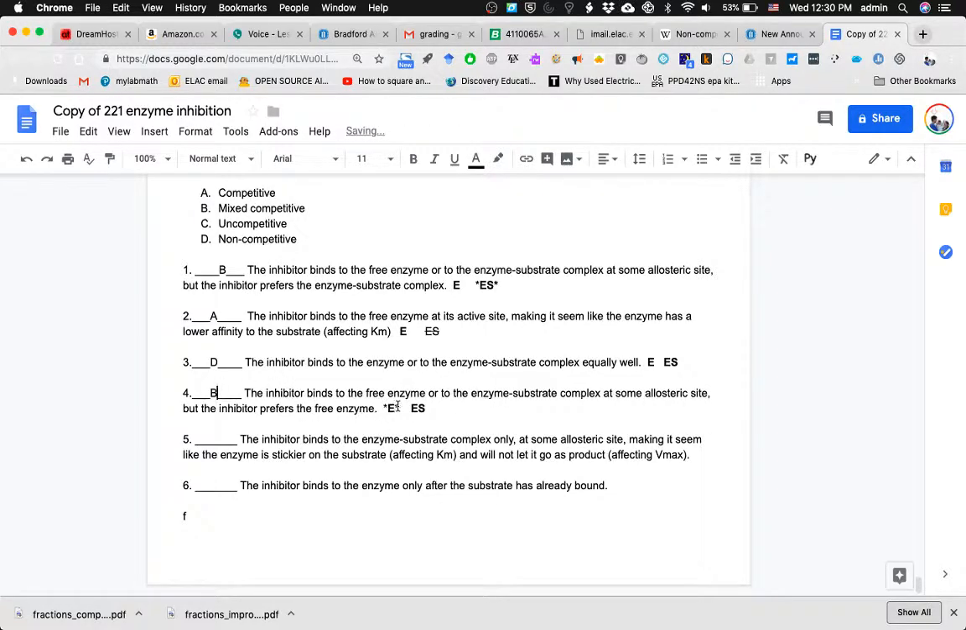Now let's look a little deeper here. What kind of mixed would this be? What would happen to the Km if the inhibitor prefers to bind to the free enzyme? Does that mean to us, the observers, the enzyme seems to be stickier or less sticky? The Km would increase. It would be less sticky. If it prefers the enzyme, it's going to end up looking less sticky to us, according to our data. Less sticky means increase of Km.